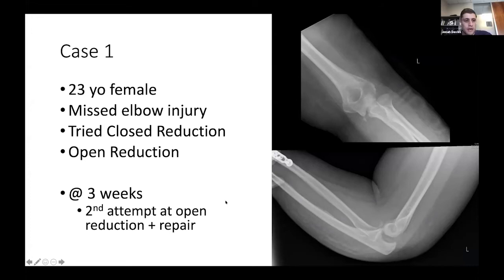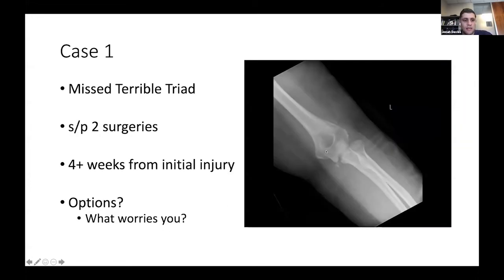I 100% agree. So, I think this is a summary. This case is a missed terrible triad that's now had 2 surgeries of unclear determination of what they did. Obviously it didn't work. She's now 4+ weeks from initial injury. And so maybe, Terry, you kind of know what's going on here, but what worries you looking at this x-ray? Obviously the dislocation, subluxation worries you, but more than that, what worries you when thinking about this kind of case?